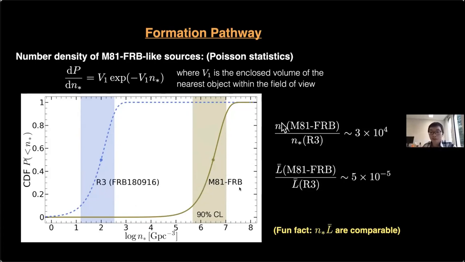A curious fact is that this is the number density ratio of the two things. We also have the mean luminosity, the time-average luminosity ratio of these. And you find that the product of these two is comparable. It's just a fun fact.